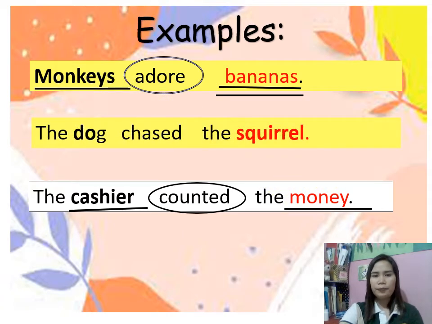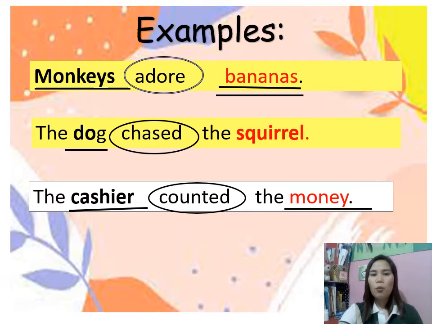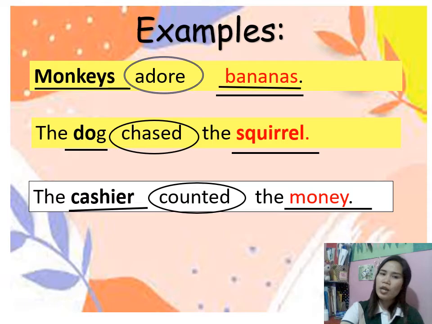Next, we have the dog chased the squirrel. So who chased the squirrel? That is dog. What did the dog do? That is chased, that is our verb. And what did the dog chase? Squirrel, which is the object. So again, dog is the subject, chased is the verb, and squirrel is the receiver or the object of the sentence.